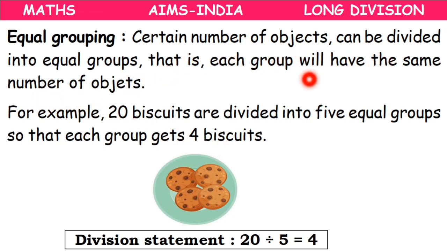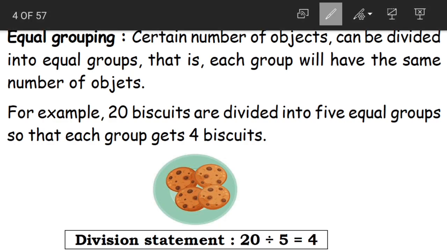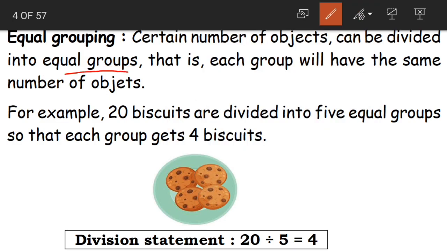Now equal grouping. A certain number of objects can be divided into equal groups. That is, each group will have the same number of objects. For example, 20 biscuits are divided into 5 equal groups so that each group gets 4 biscuits. Now again, what are they saying? Equal grouping is also the same as equal sharing, children. Here, the total number of objects are divided into equal groups. Instead of sharing among people, here they are divided into equal groups.